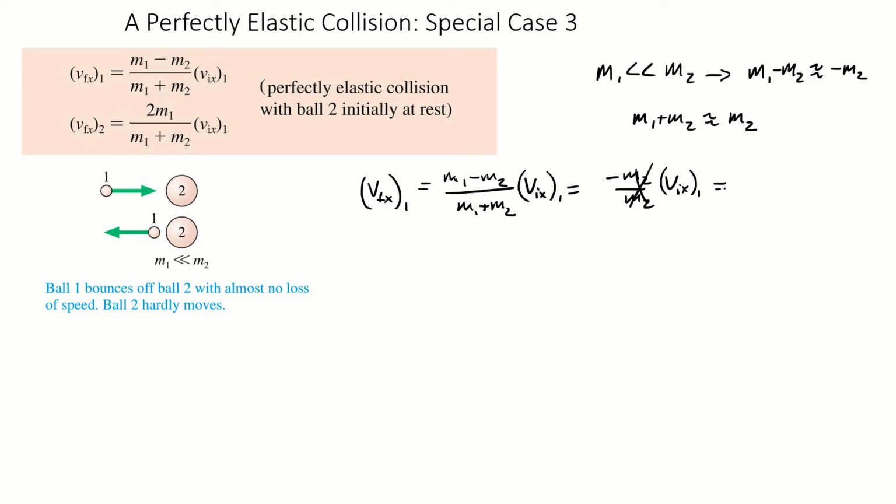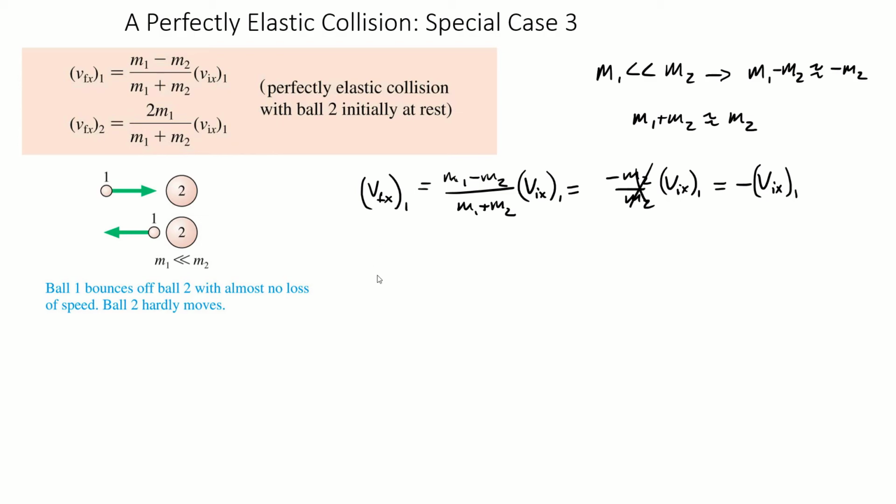These cancel. And I have the ping pong ball that I threw with some initial velocity v_ix1 bouncing back in the opposite direction with the same speed it had when it hit that heavy ball.